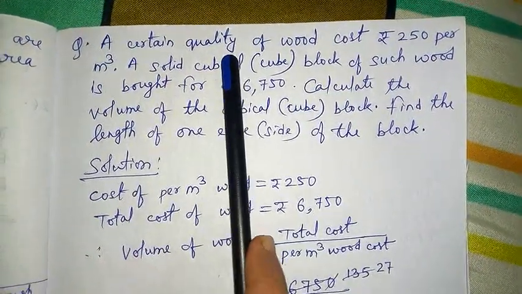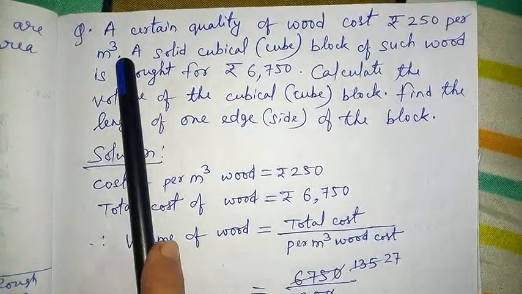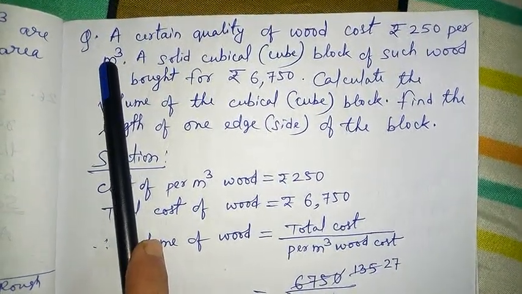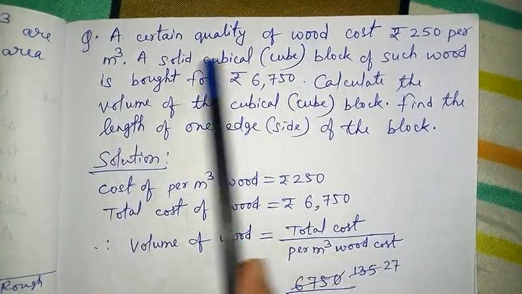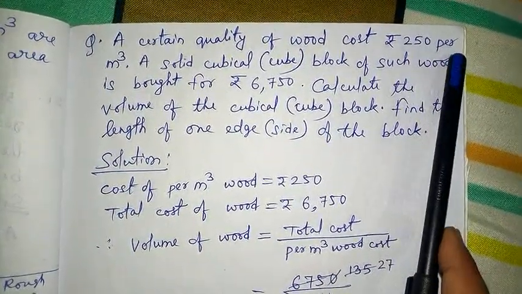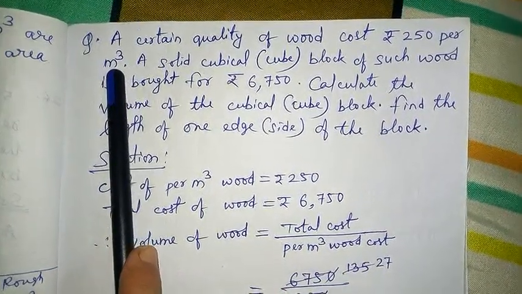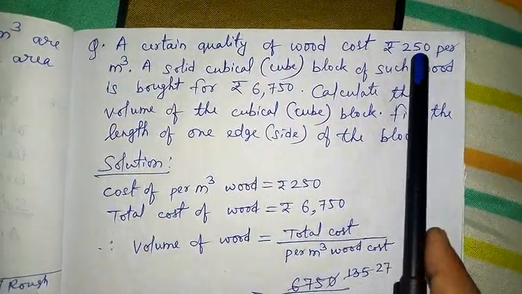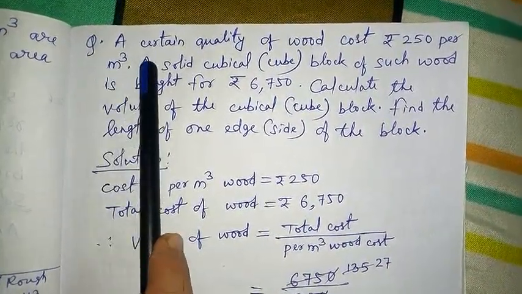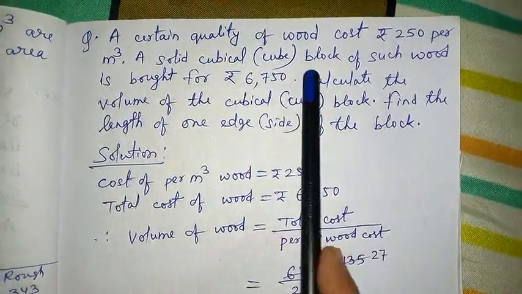A certain quality of wood costs rupees 250 per meter cube. Meter cube is a unit of volume. So to buy 1 meter cube of wood, it costs rupees 250. That means when you buy a volume of wood of 1 meter cube, its cost will be 250. If you buy 2 meter cube, you have to multiply this by 2, that means 500. It goes on so on.